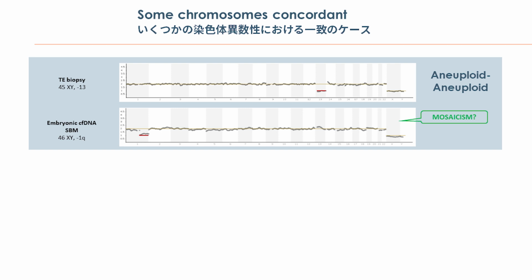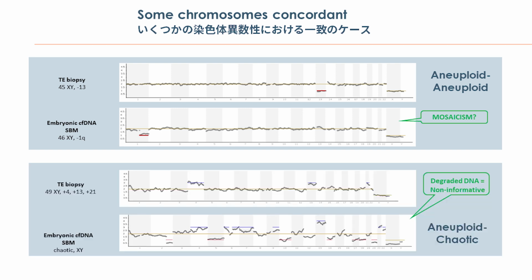So in both cases, the result is abnormal, but we have different chromosomes. The explanation could be mosaicism, that we have cells with different chromosome constitution. We call this partial concordance, because the result as an embryo is abnormal, but the chromosomes are not exactly the same. And sometimes we observe a very noisy profile. It's difficult to say which chromosome is abnormal.